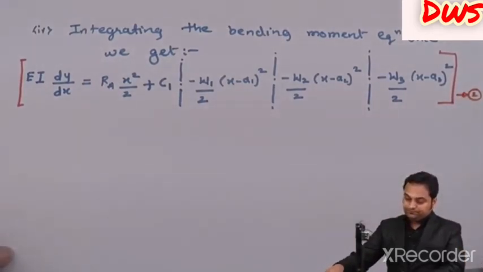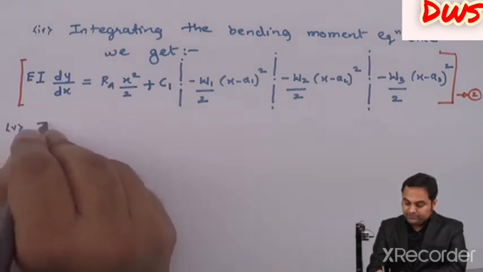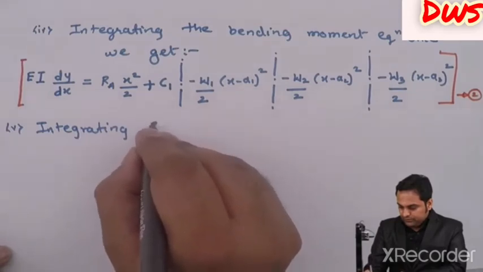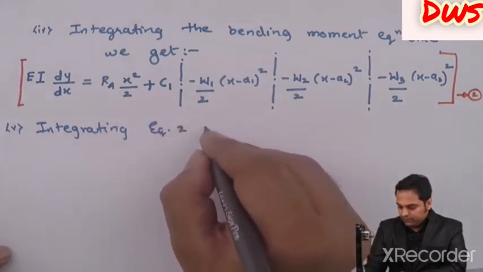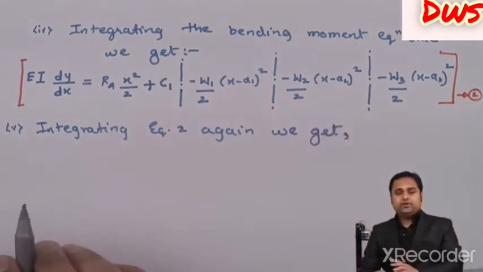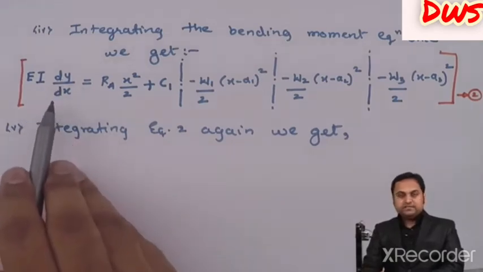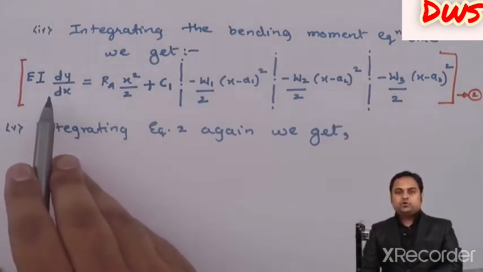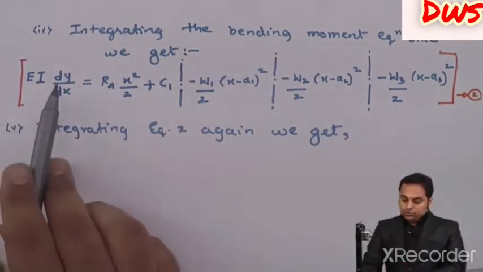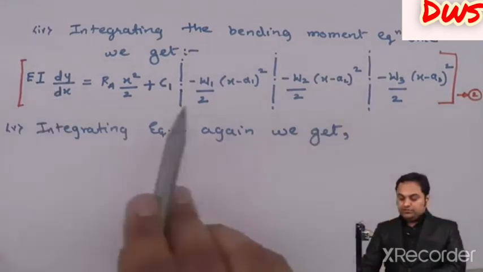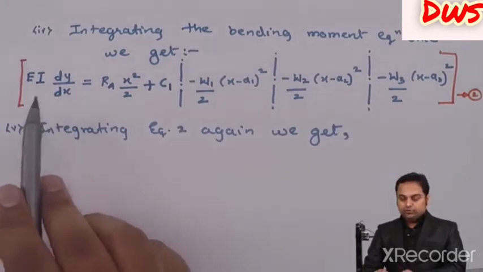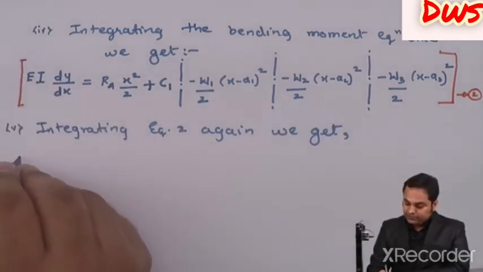Next, the fifth step is integrating equation 2 again. In Macaulay's method, once we get dy by dx, this dy by dx represents the slope, that is, the angle by which the beam has been bent. So once we get the dy by dx equation, we get the slope equation. Now we have to integrate the slope equation to get deflection. So I am integrating this equation number 2.